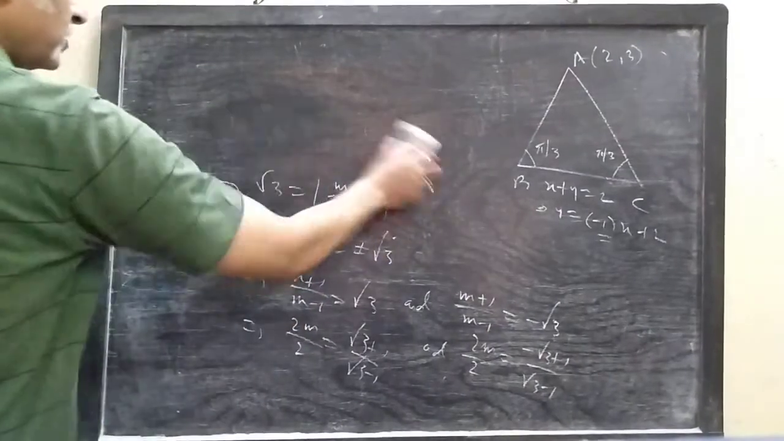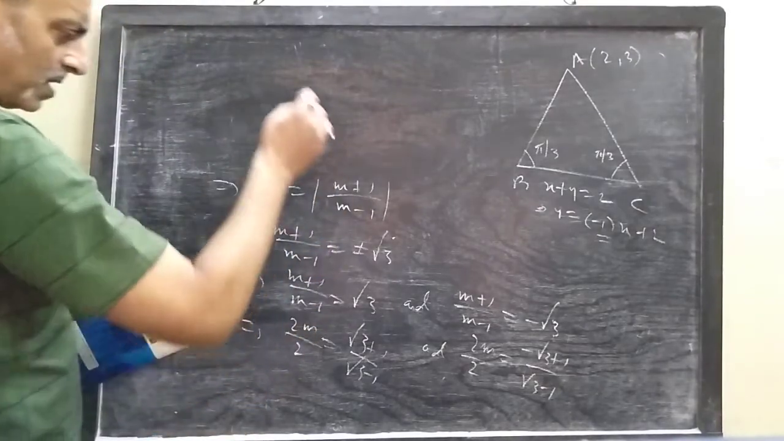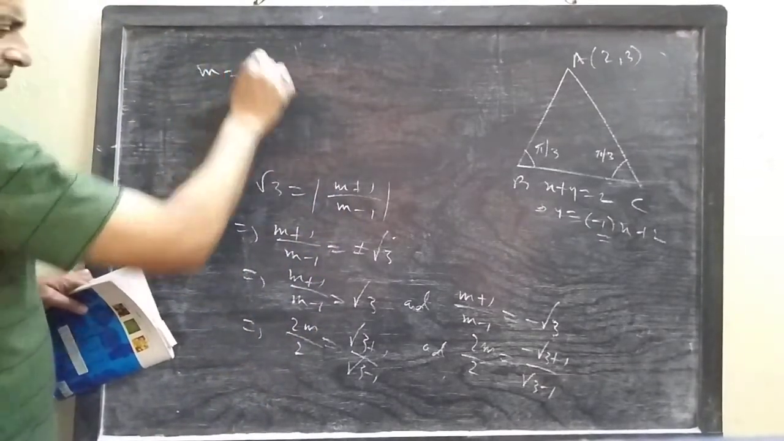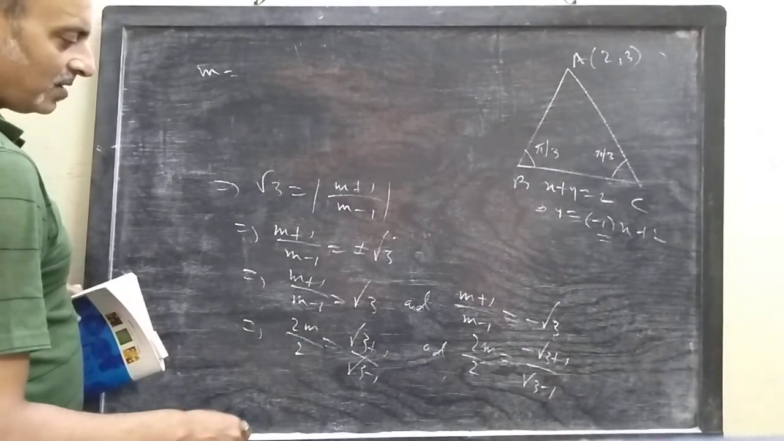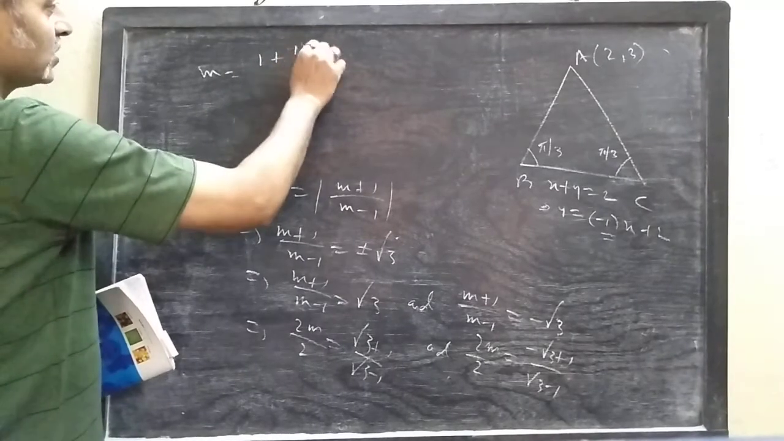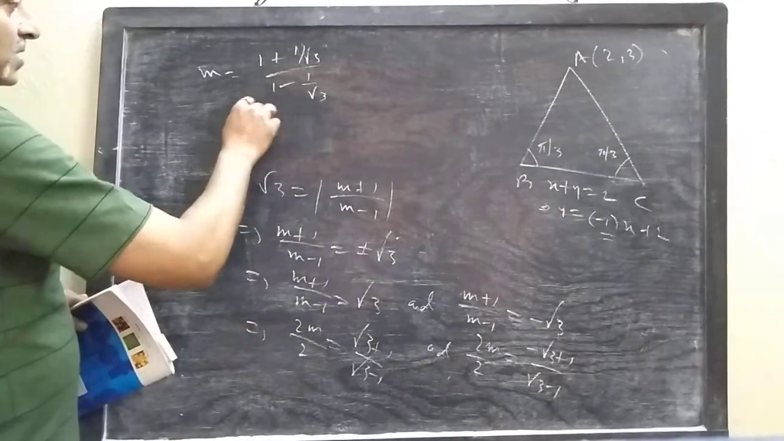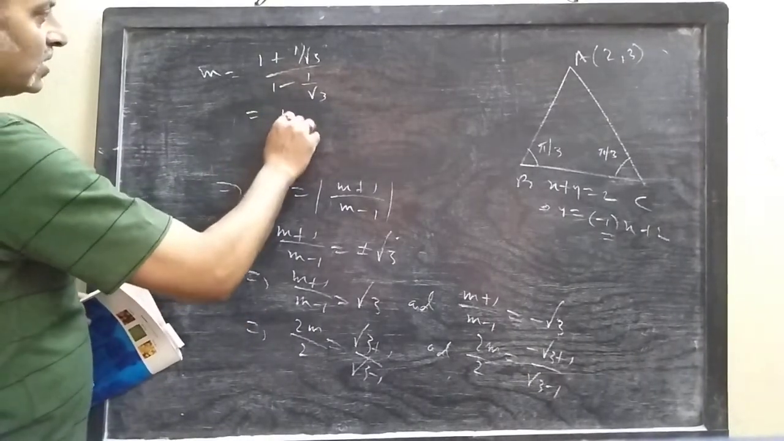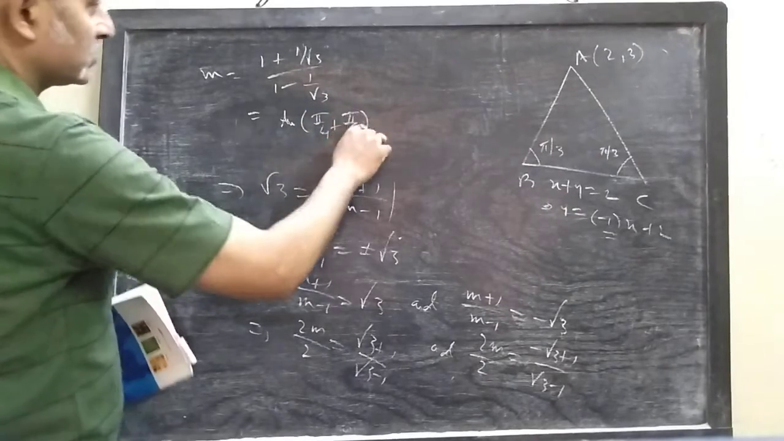So let us erase this part. From this part we get m equals, let us divide it by root 3, (1 plus 1 by root 3) by (1 minus 1 by root 3). This is actually tan of pi by 4 plus pi by 6.